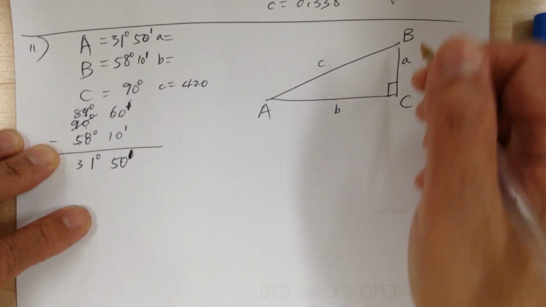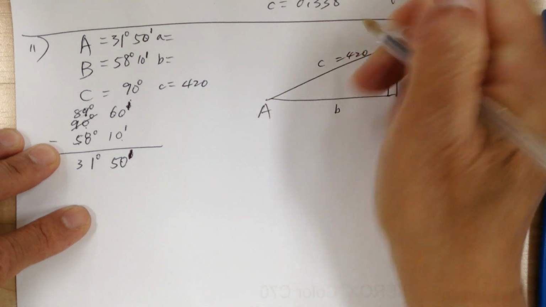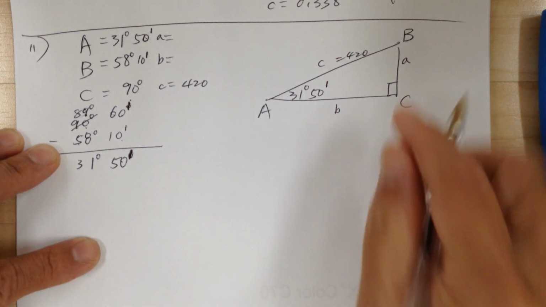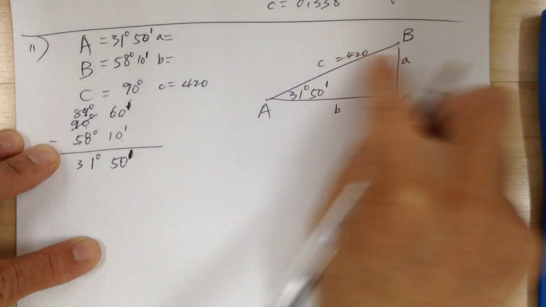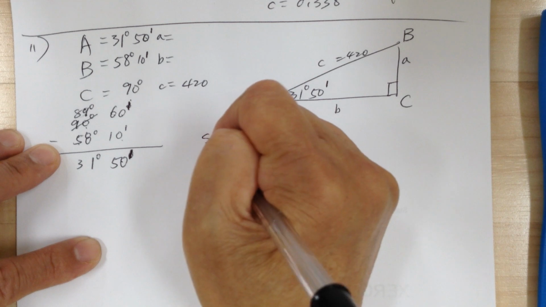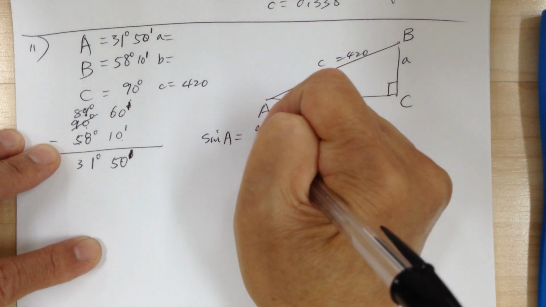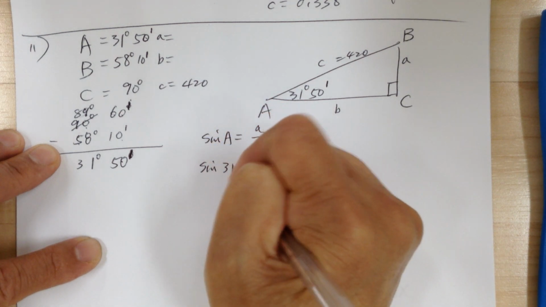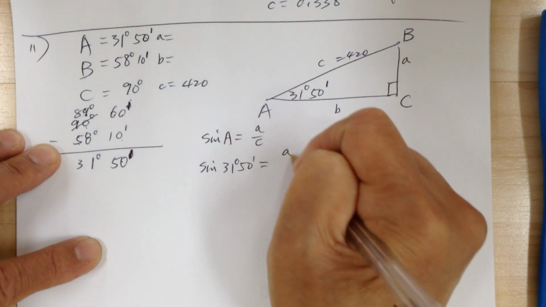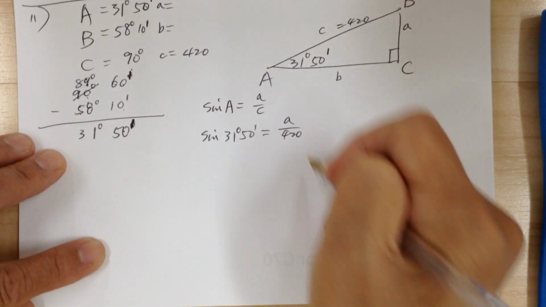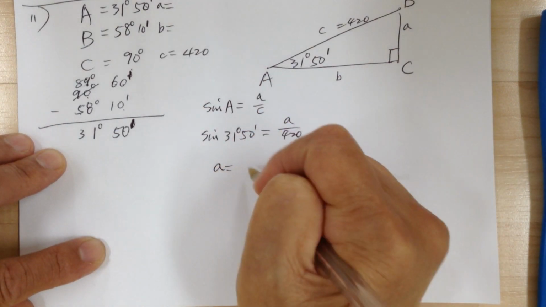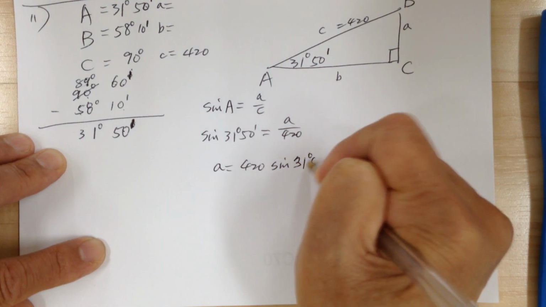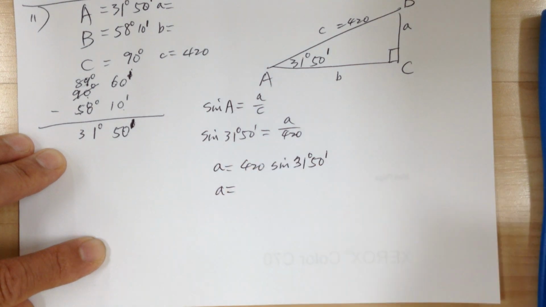Okay, so c equals 420 and A equals 31 degrees and 50 minutes. Okay, so to find a, these two are the sine function. So sine of A equals a over c. Okay, so substitute. So sine of 31 degrees 50 minutes equals a over 420. Okay, so cross multiply. So a equals 420 times sine of 31 degrees and 50 minutes. Okay, so get your calculator.